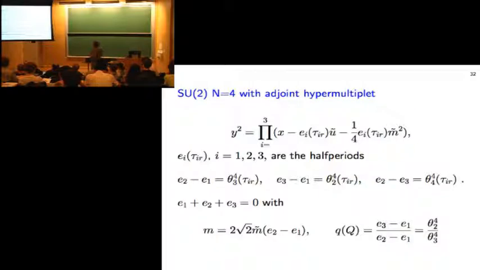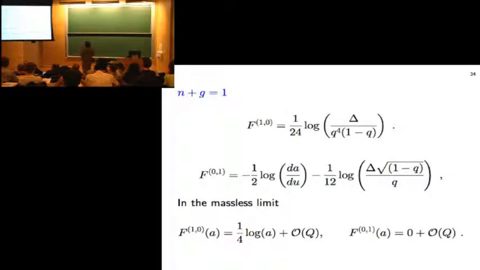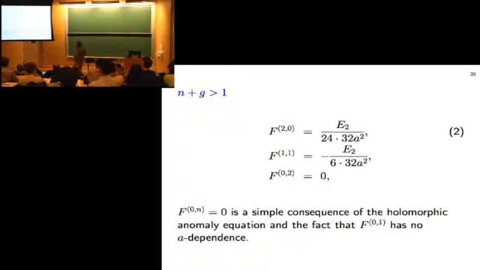Then for the higher sector, as I said, you have to be careful with the powers of Q, which are determined by regularity at infinity. But you can actually determine these functions. Now something interesting happens, of course, in the massless limit, because this theory is conformal. The F^(0,1) is actually 0. And that means already that the holomorphic anomaly equation will say that all these higher Fs are 0 for low genus. But if you increase both the genus and the insertion, then you get results.